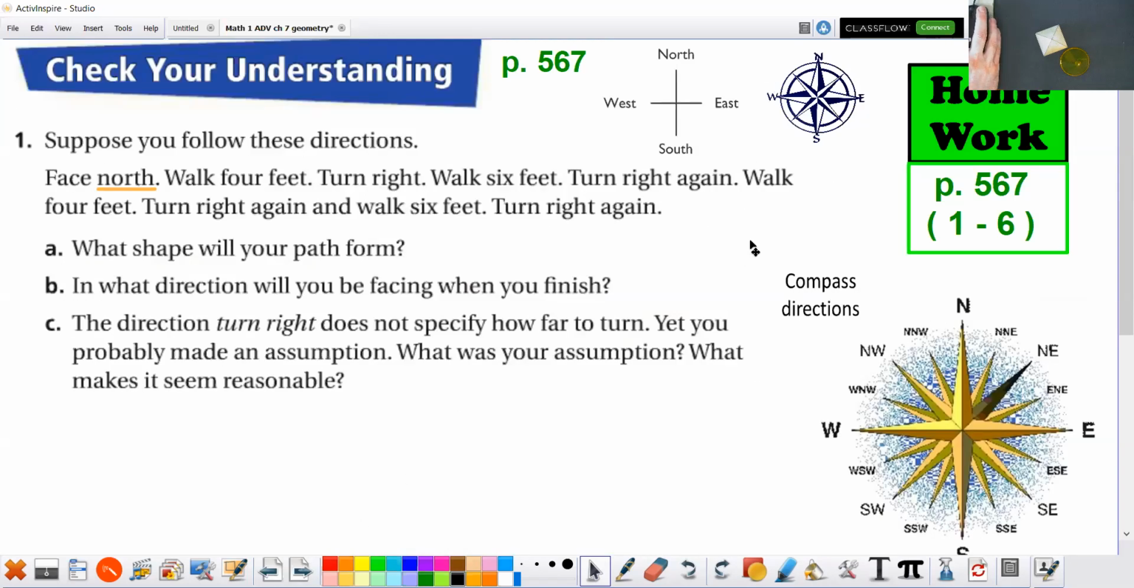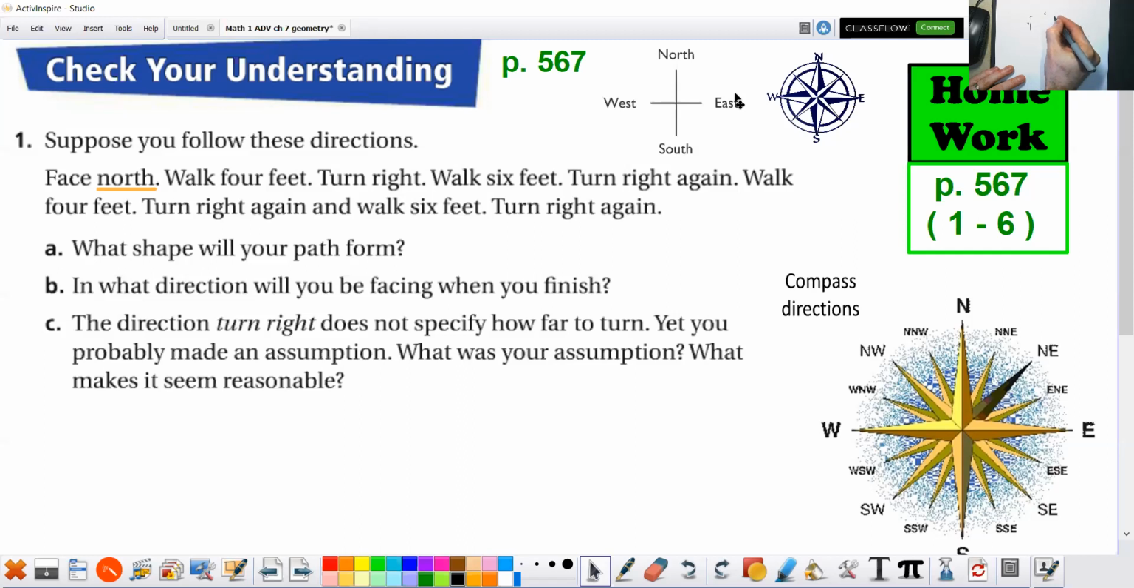Okay, so what do we got here? We're going to try to follow directions. So some of you can make the little video over here on the side bigger. It says face north, walk 4 feet. So I'm going to go this way and say 4 feet, turn right. How much right? Okay, but I'm assuming I'm going to go a perfect corner, walk 6 feet, so that's a little bit longer. Turn right again.